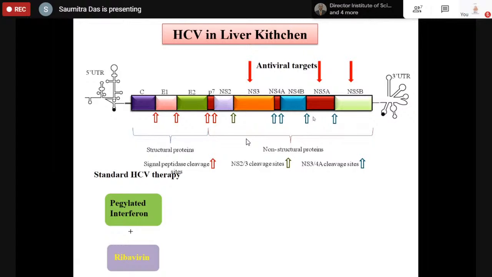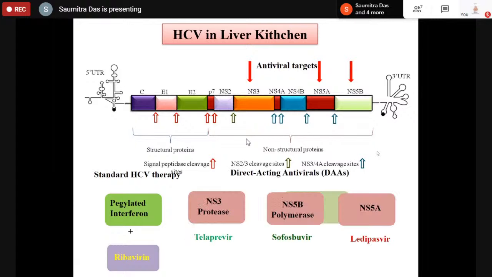For a long time, people used to be treated with interferon alpha, and later on they found that pegylated interferon alone cannot really solve the problem. They started giving ribavirin, which is a nucleoside analog, along with it. But the success was only 40%; only 40% of people used to respond to the therapy.